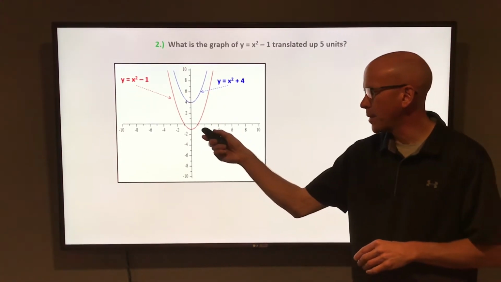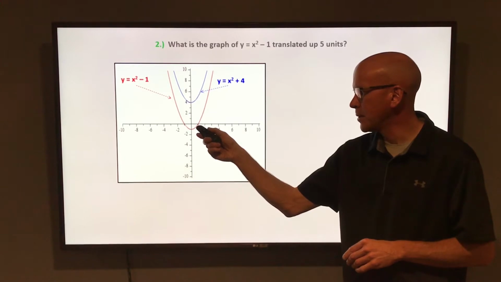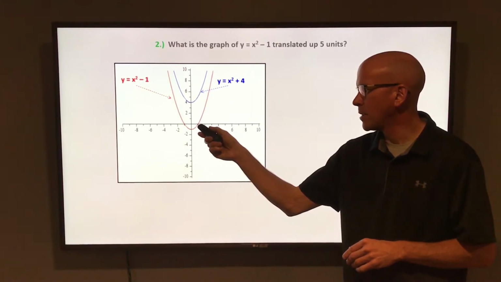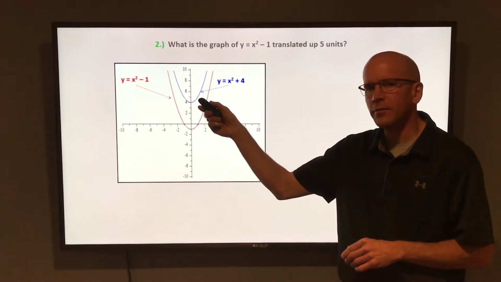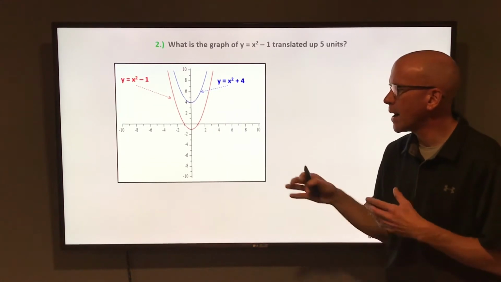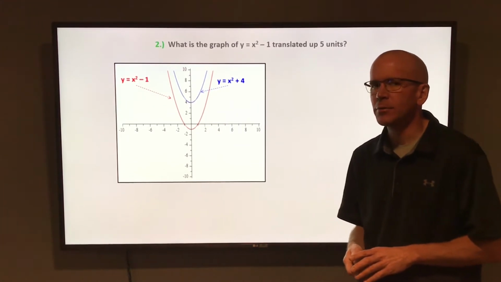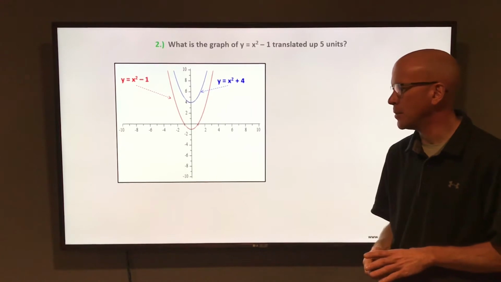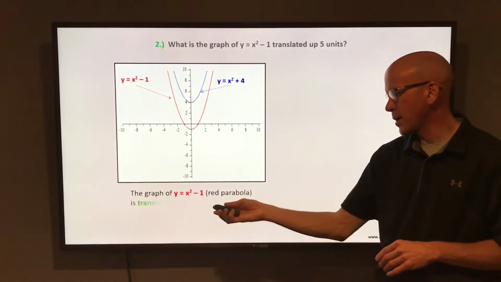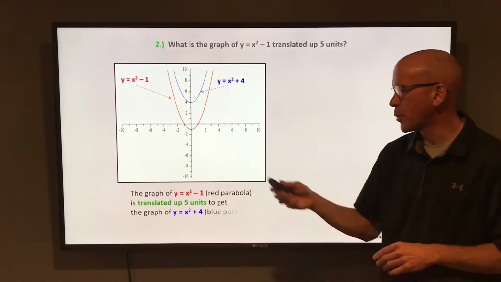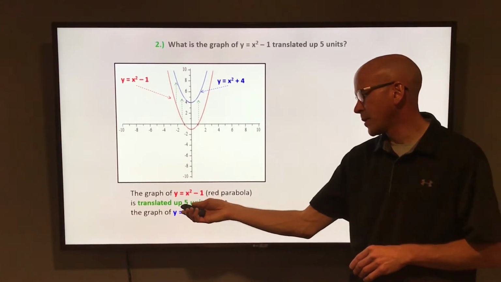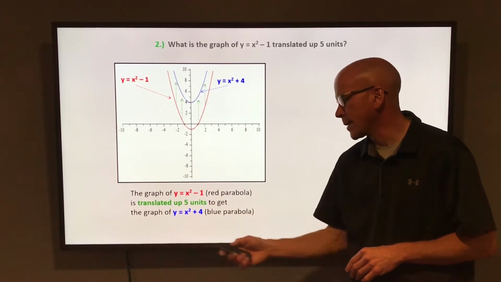Or if you take this point here at (1, 0), if you add 5 onto the value of y, it's going to make that (1, 5). So every y coordinate, you're adding 5 onto it to shift the graph up 5 units. So the graph of y equals x squared minus 1, that's the red parabola, is translated up 5 units to get the graph of y equals x squared plus 4.